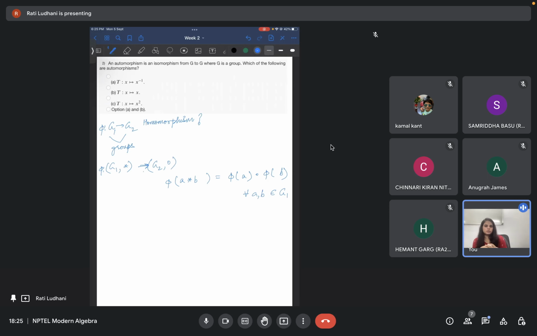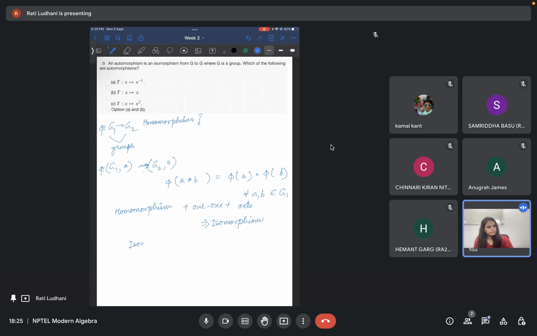Now we are seeing isomorphism. What should we add with homomorphism? One-to-one and onto. Yes, exactly. So homomorphism plus one-to-one plus onto implies isomorphism.